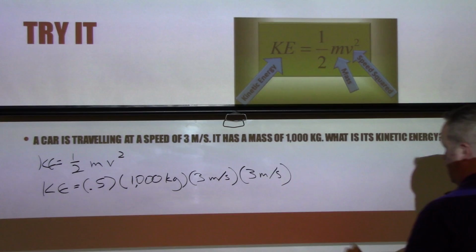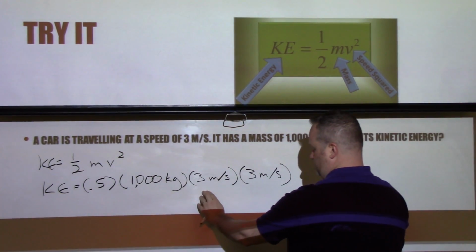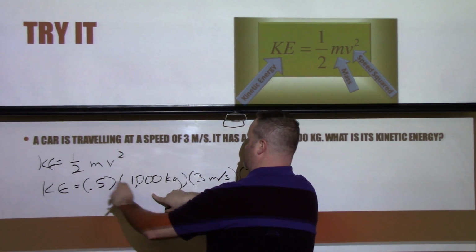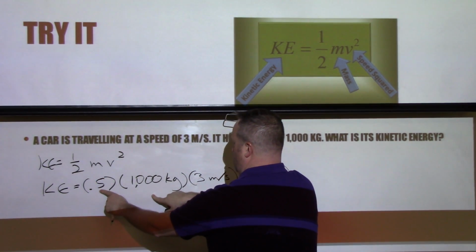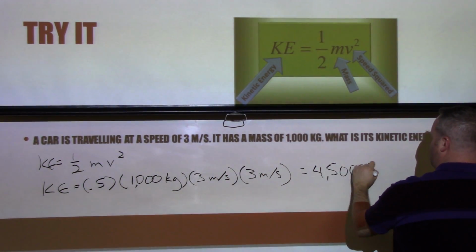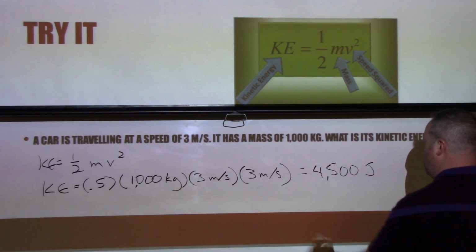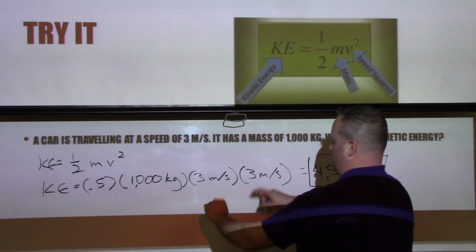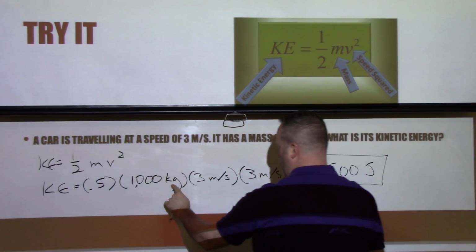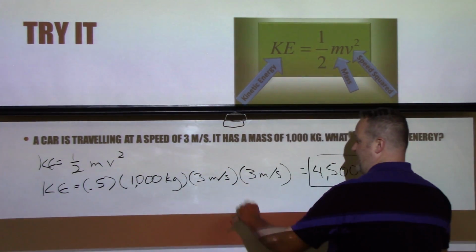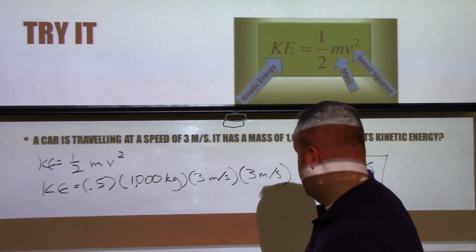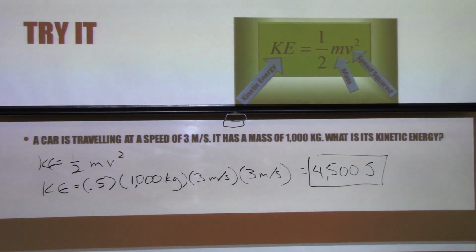So let's go ahead and just look at it. I know that 3 times 3 is 9, and that 9 times 1,000 is 9,000. 9,000 times 0.5 is going to be 4,500. So my answer is 4,500 joules, okay? Now before I did that, I should have checked to make sure that my units were in SI units. I need to make sure I have kilograms, because that's what my formula requires. And I need to make sure that I have meters per second, because my formula requires the right unit for velocity as well.